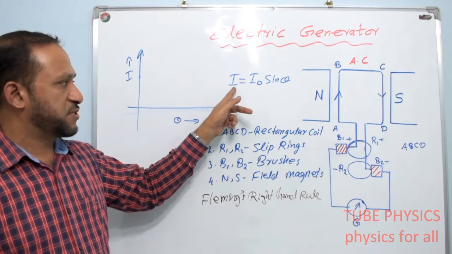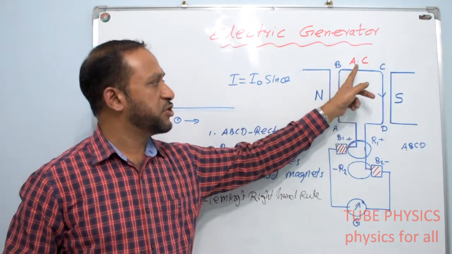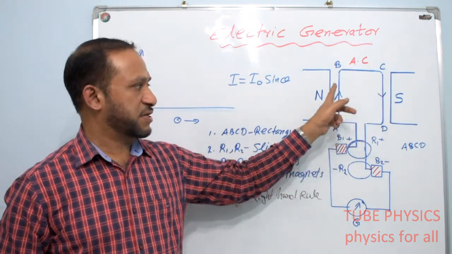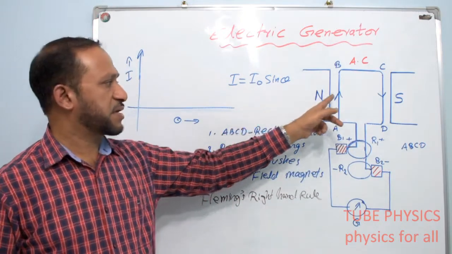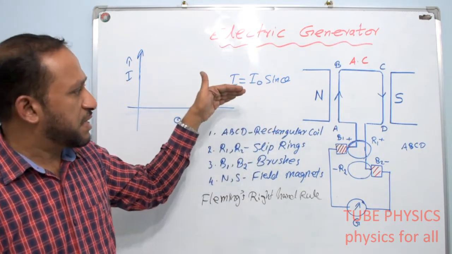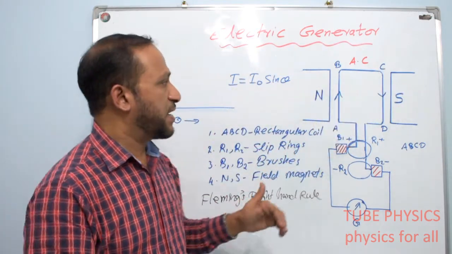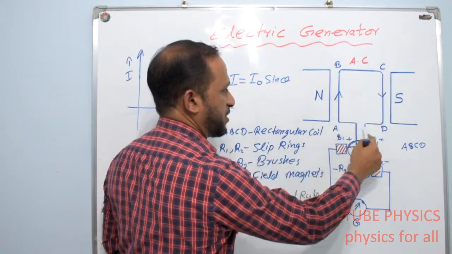So I keeps on changing. This I naught is the maximum current that can be induced in the coil, the ABCD rectangular coil. I naught is the peak value of current that can be induced in the coil. And theta is the angle between the direction of magnetic field and the normal drawn to the plane of the ABCD.